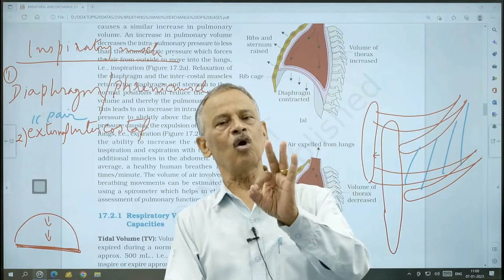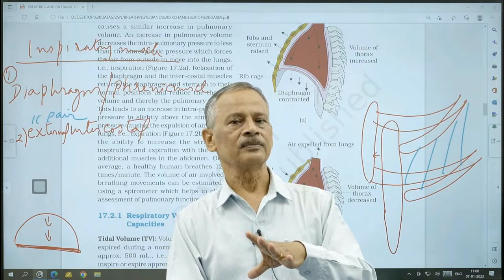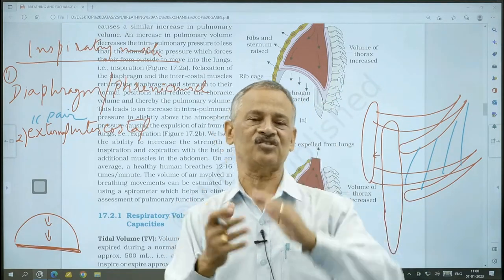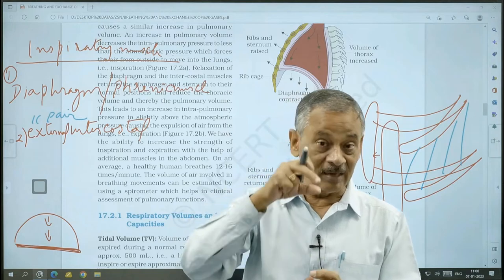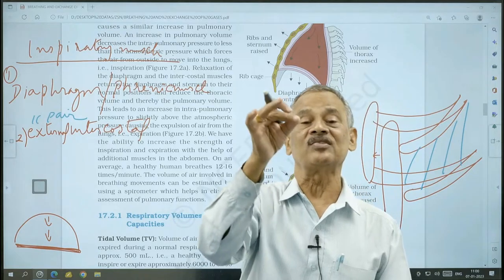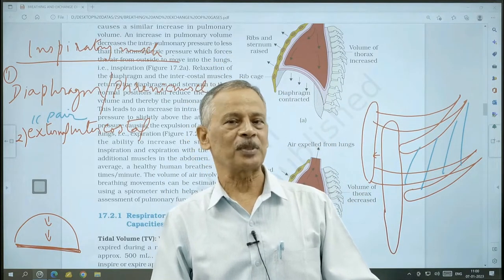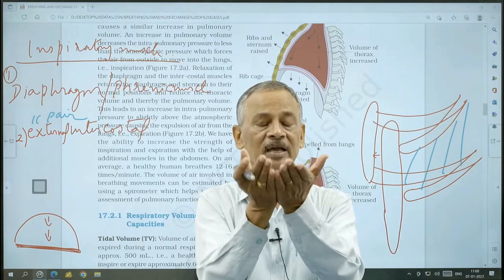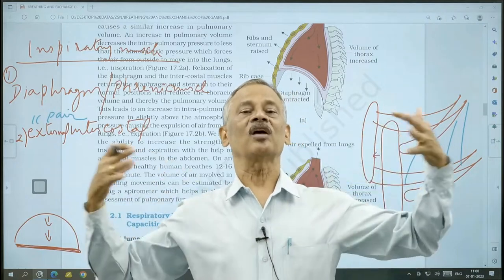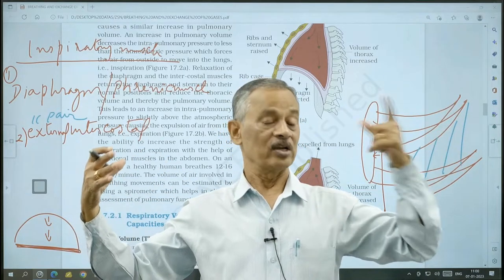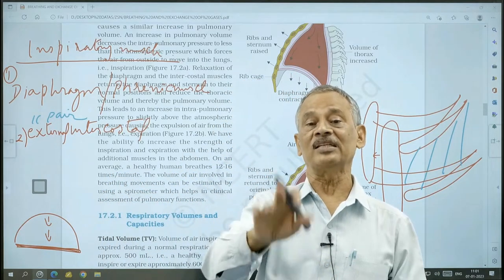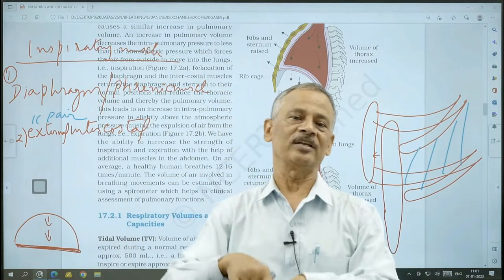When the total volume of the thoracic cavity increases, pressure inside the lung decreases. When the pressure inside the lung decreases, we call it a negative pressure is created. What is negative pressure? The pressure that was there in the lung has decreased. Why did the pressure decrease? Because the thoracic volume increased. We have studied that any change in the thoracic volume will inversely affect the pressure inside the lung. So volume increased, pressure decreased.